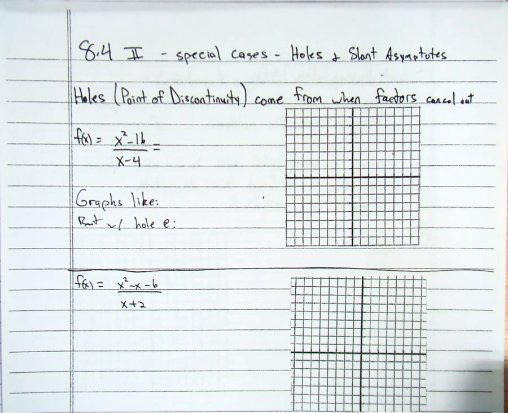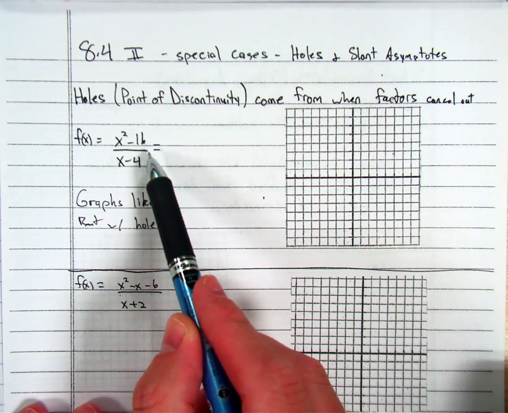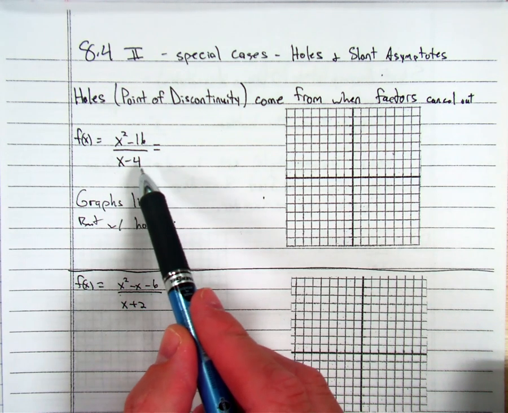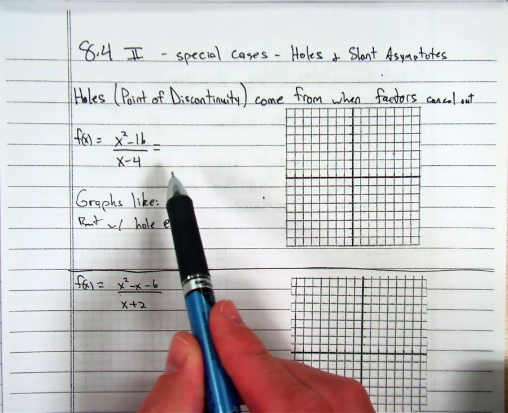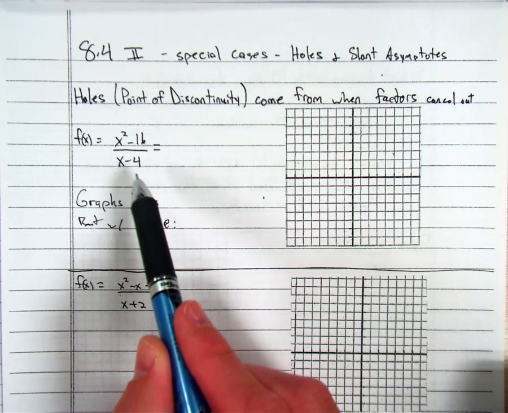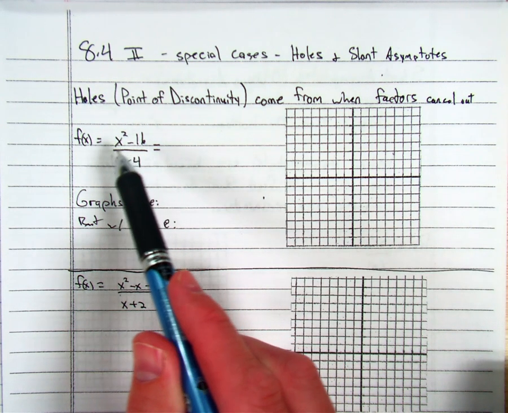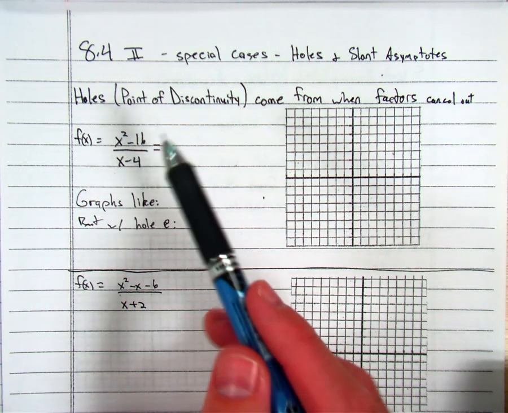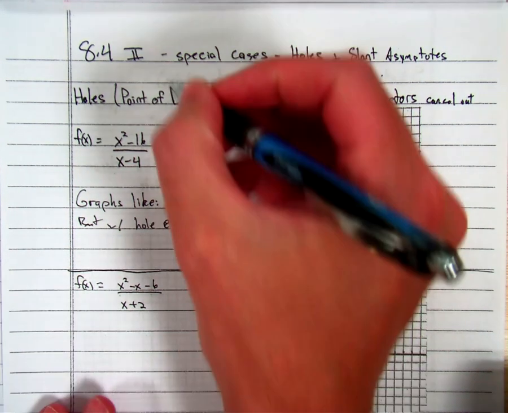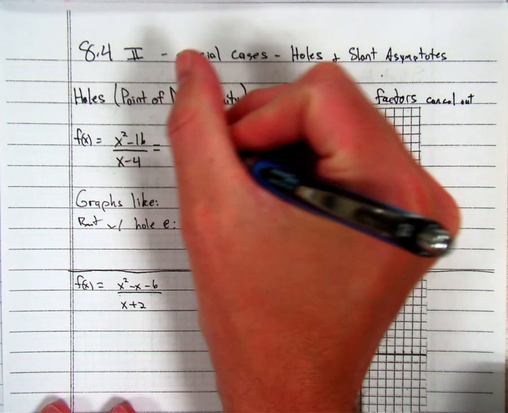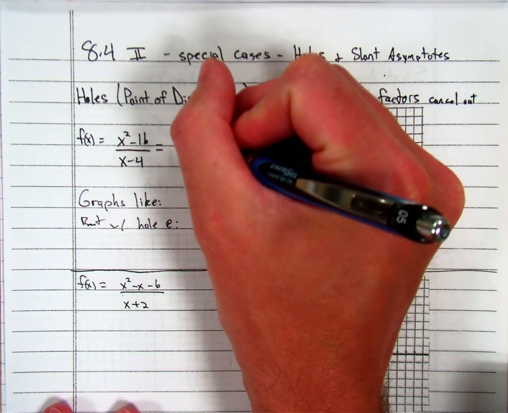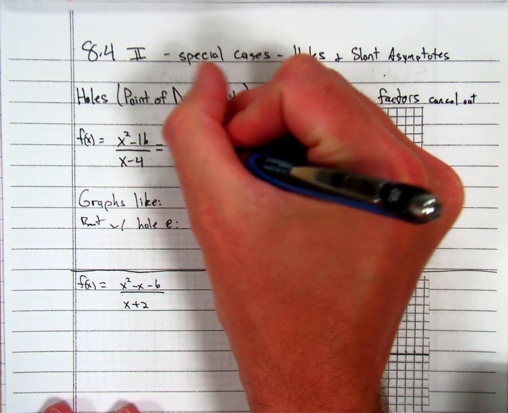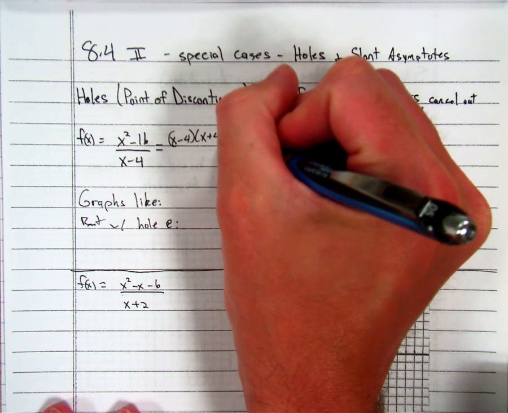Okay, holes or points of discontinuity come from when factors cancel out. So if I'm looking at x squared minus 16 over x minus 4, you're kind of jumping to, oh, vertical asymptote at 4, and the top is bigger by 1, so no horizontal. Alright, let's just see though. Actually, the top, you recognize that. Difference of perfect squares, x minus 4, x plus 4.